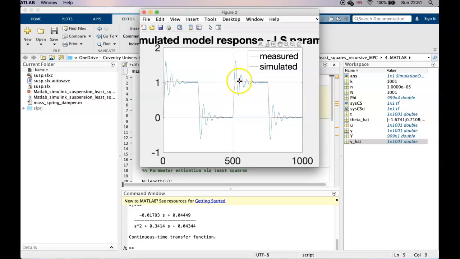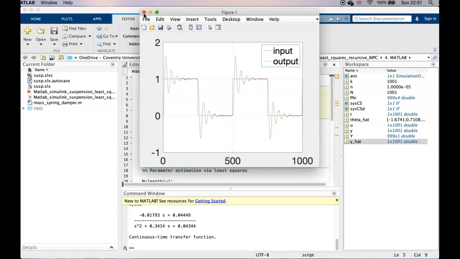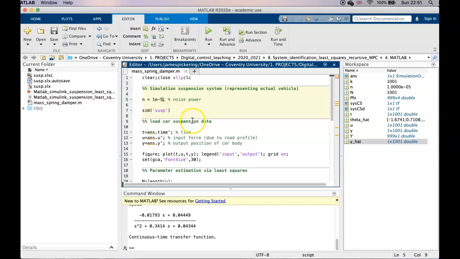It's not really capturing what's going on. But what you could do is increase the amount of data that you're capturing from your initial simulation. Okay, and I'll let you explore that further.